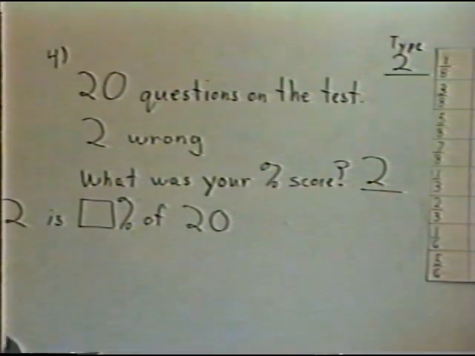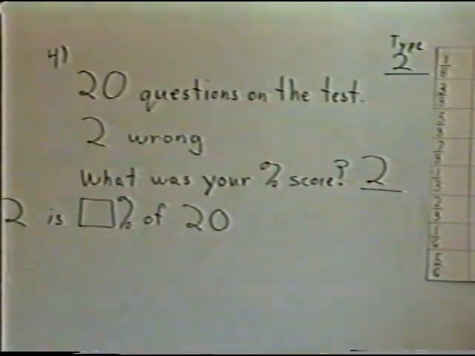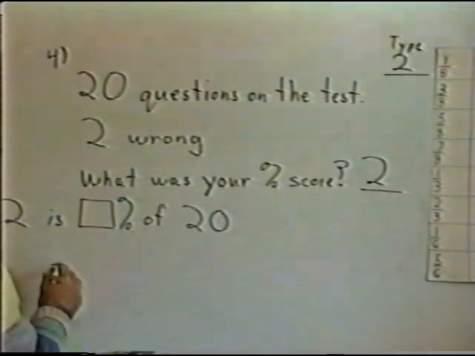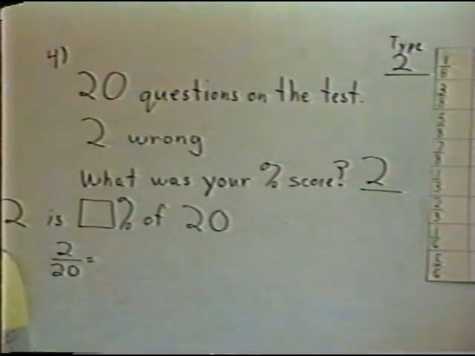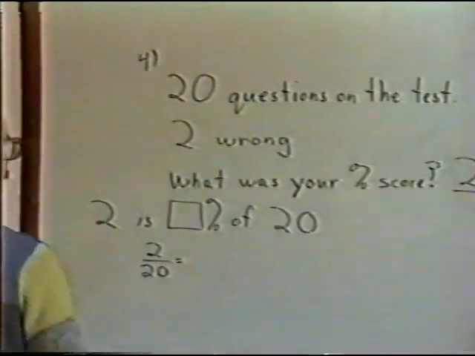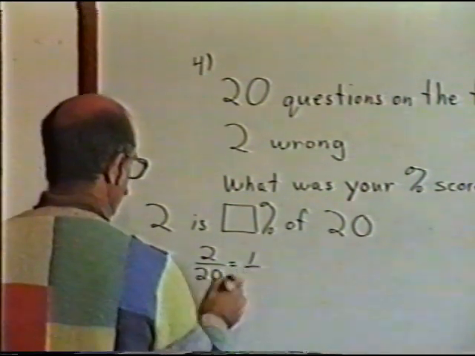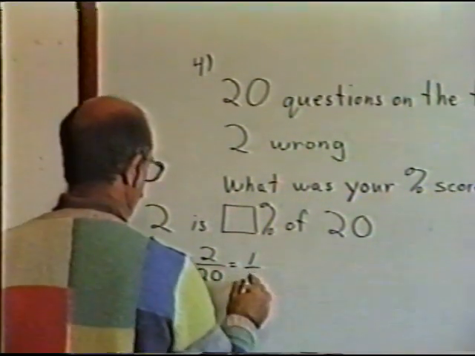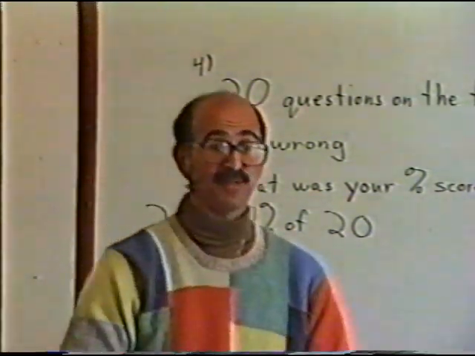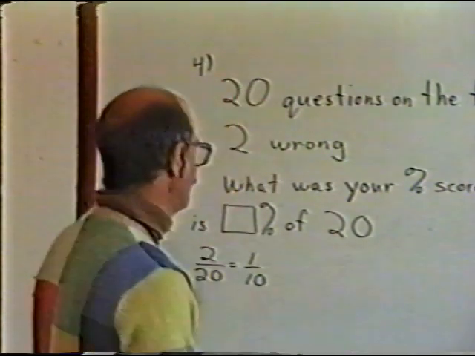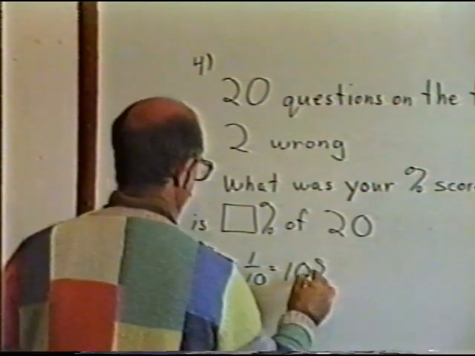Since it's type 2, we just need to make a fraction. What number should we put on the bottom? 20. And the 2 goes on the top. Can we reduce it? Yes. We hit them both with 2. 2 into 2 is? 1. 2 into 20? 10. 1/10. How much percent is 1/10? 10%.